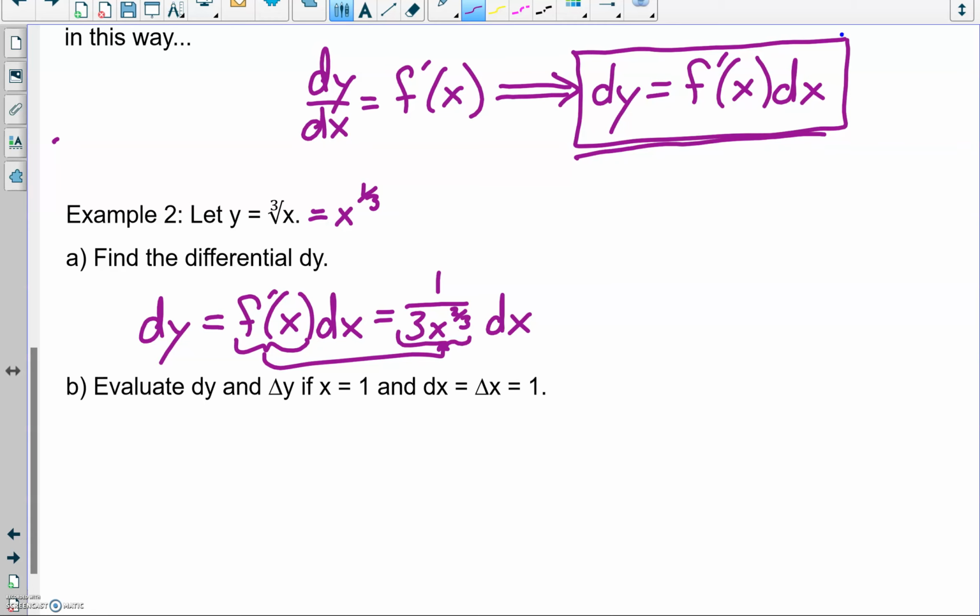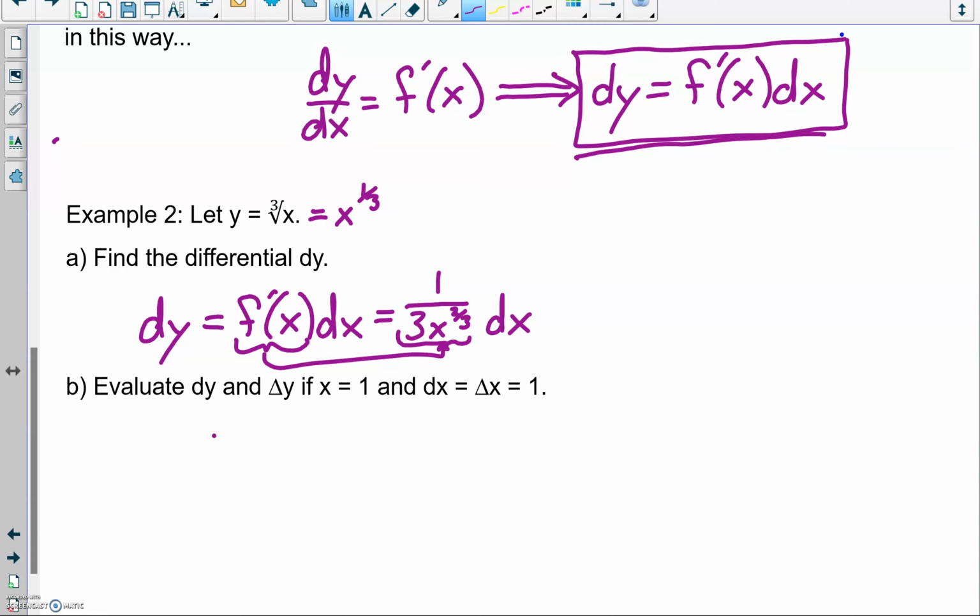So using what we found in part A, I'm going to evaluate dy and delta y if x is 1, and then the dx, which is also the same as the delta x. Remember from part 1, we talked about that. The change in the x is no different for the original function or the differential based L of x line. And since they're equal, we're just going to say they're going to be 1.